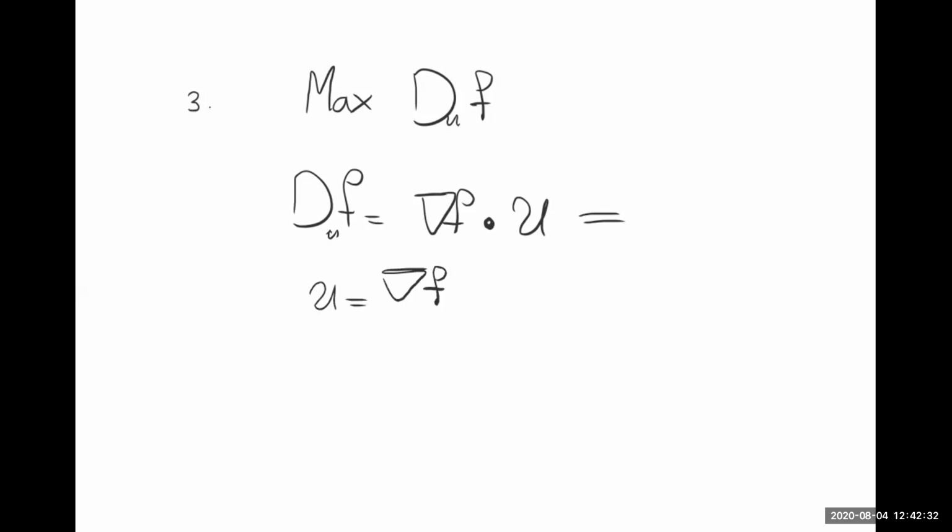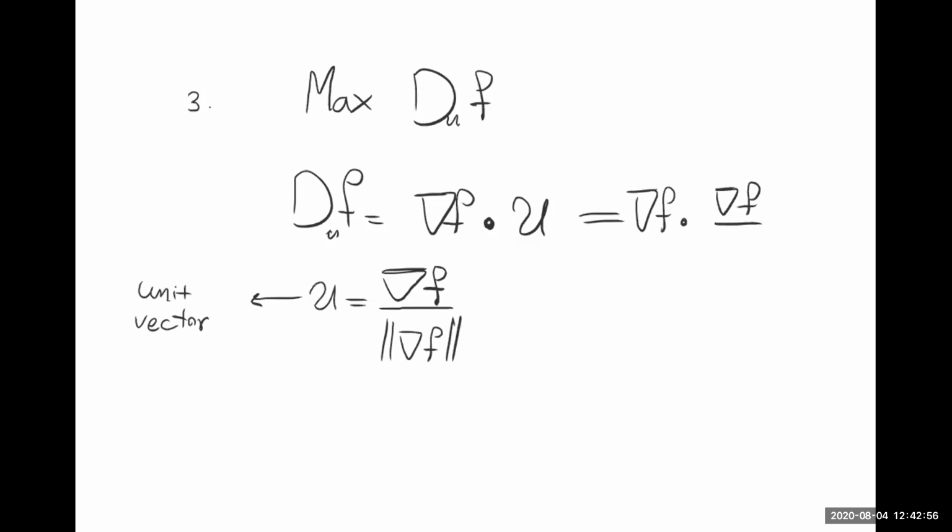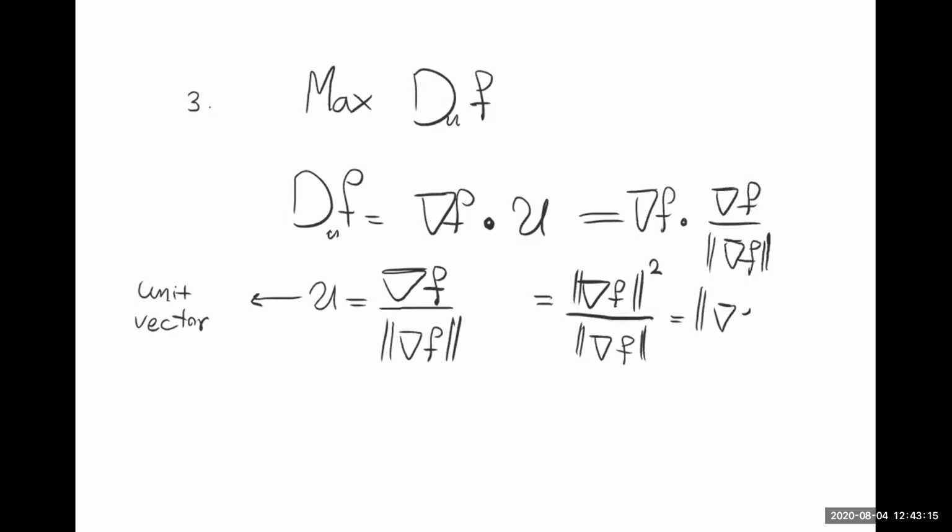The gradient of the function might not be a unit vector. We are always assuming u is a unit vector. So I should make this unit. I should divide it by its length. If I do that, it would be a unit vector. So the maximum of the directional derivative would be the gradient of f, inner product with the gradient of f over its norm. But what is that? Well, it would be the gradient of f inner product itself, so the norm of the gradient squared over its norm, which is just the norm of the gradient of f.